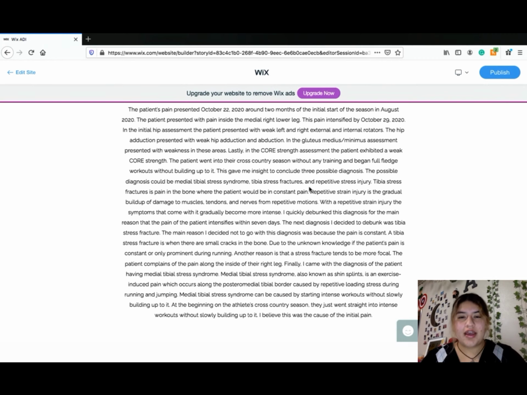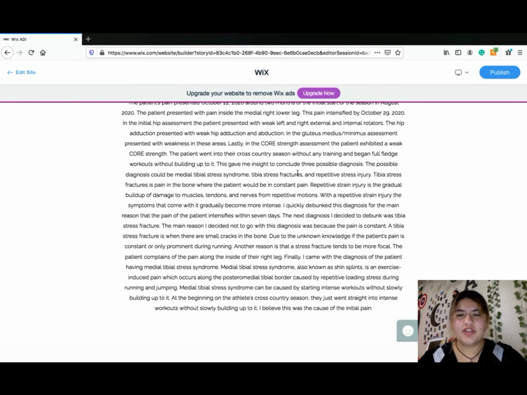So the first one I completely just took out of the question was repetitive stress injury, because that one was too broad of an injury. There's two different types, and one of them was carpal tunnel, and off the top of my head I cannot remember what the other one was as an example, and that one I just figured to be less likely. So then I was between the medial tibial stress syndrome and the tibia stress fracture.